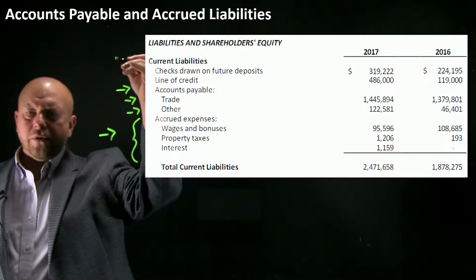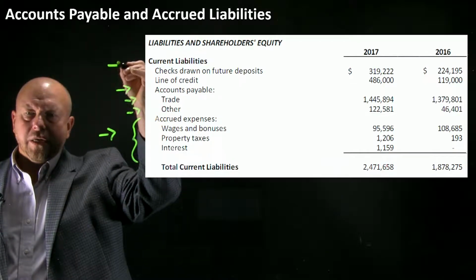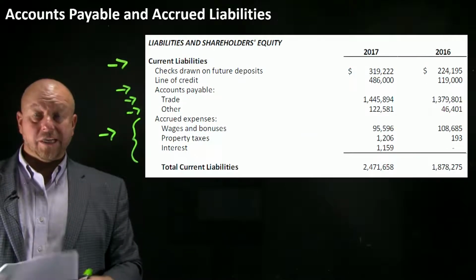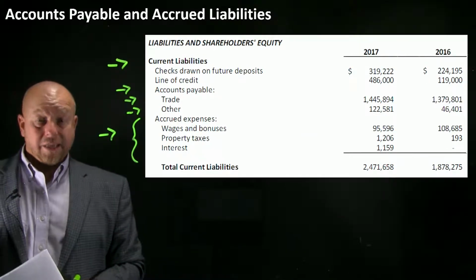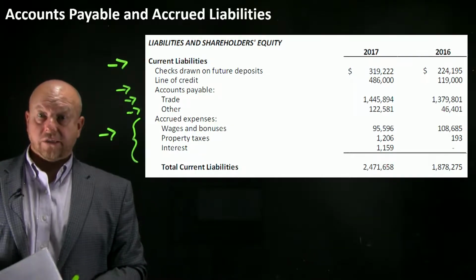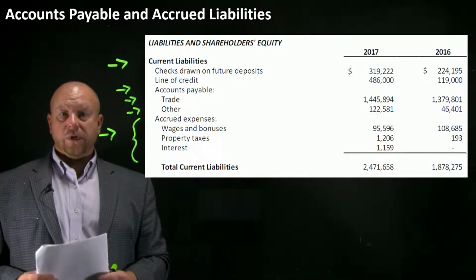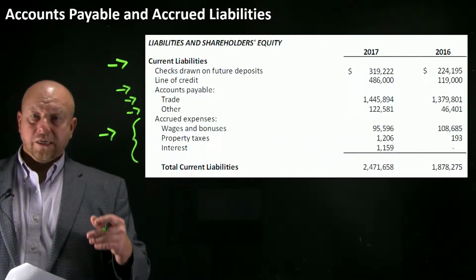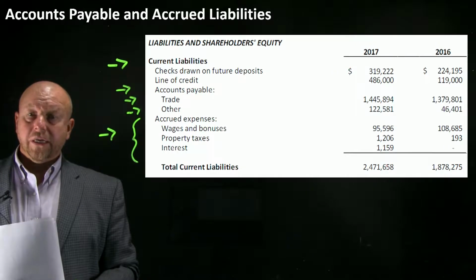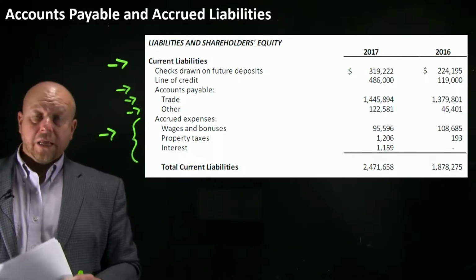But there's one up here that you may or may not have seen before. Checks drawn on future deposits. Now, what that is, that's actually credit balance cash accounts, negative cash, okay? This is where a company has written checks in advance in excess of the funds that they have in their checking account. So it's an overdraft.